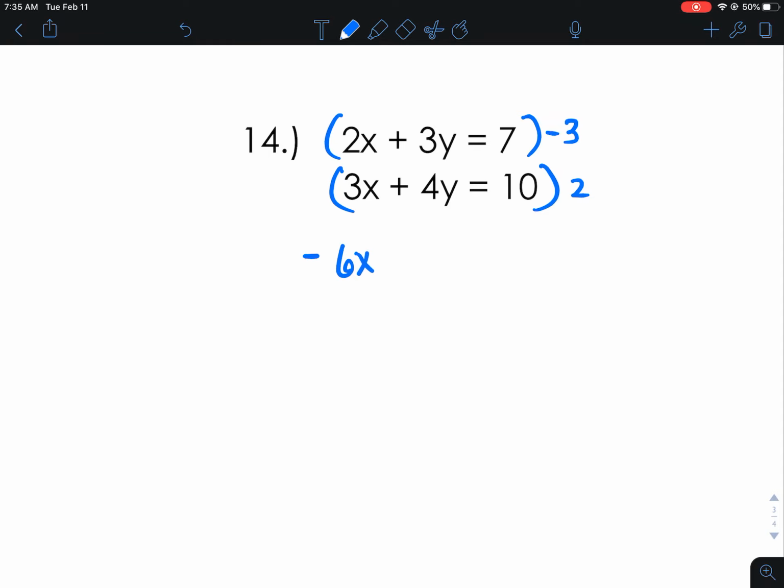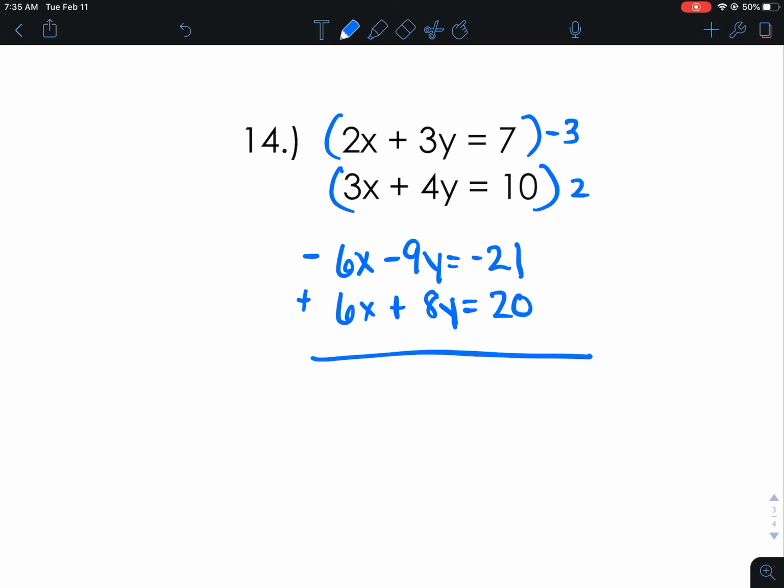So that's going to be -6x minus 9y equals -21. And the second one will be 6x plus 8y. You, of course, could pick different numbers. You could get the y's to cross out. It doesn't really matter. You could do -4 and 3, 4 and -3. It's just like a ton of options.